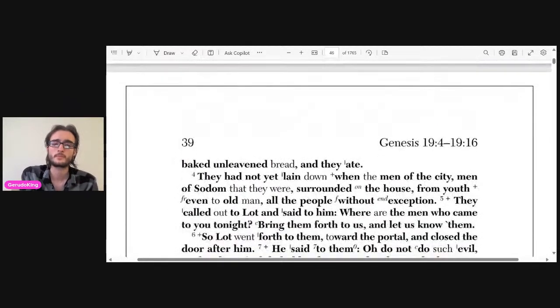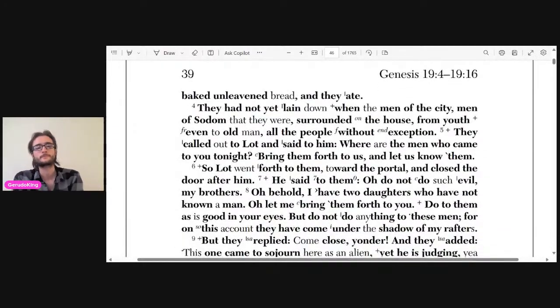He made a feast for them and baked unleavened bread, and they ate. They had not yet lain down when the men of the city, men of Sodom that they were, surrounded the house, from youth even to old man, all the people without exception. They called out to Lot and said to him, where are the men who came to you tonight? Bring them forth to us, and let us know them.